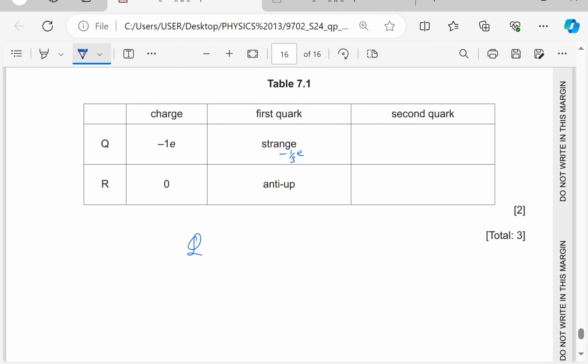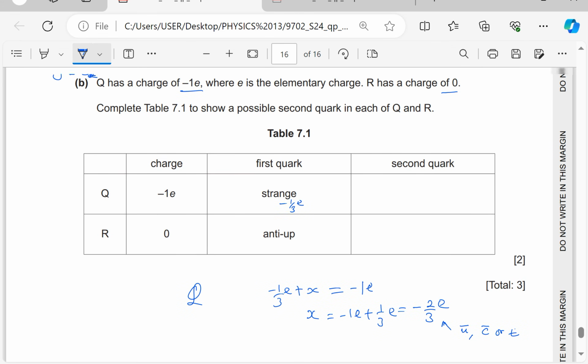What is the second quark? The total charge should be minus 1e. So I have negative 1 over 3e plus the unknown charge x of the second quark should give us negative 1e. So x is going to be negative 1e plus 1 over 3e, which gives negative 2 over 3e. So the charge of the second quark must be negative 2 over 3e. Which particles have this charge? We have the anti-up, the anti-charm, or the anti-top. Any of those. So I'll just choose one of them.